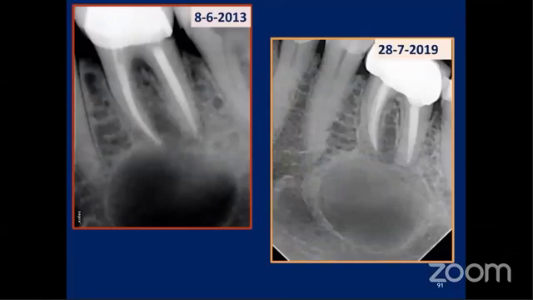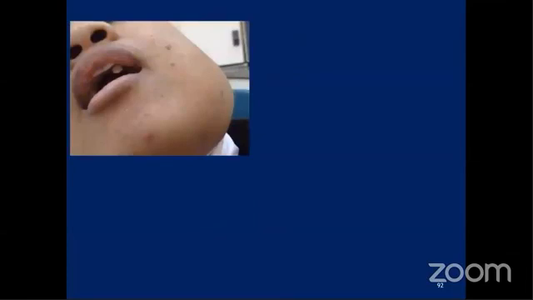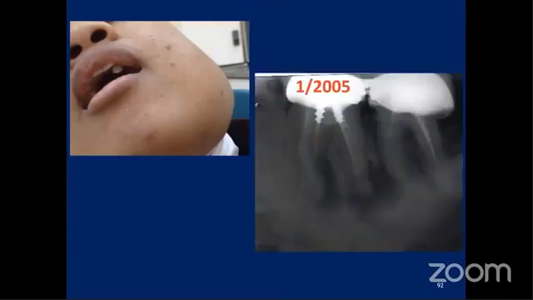It is my pleasure to share with you my final case, and it's very interesting, and I made this for this webinar. This lady visited me in 2005 with a huge swelling. And when I took an X-ray, I can see here a periapical lesion in the lower first molar.